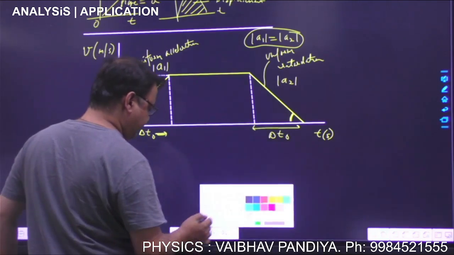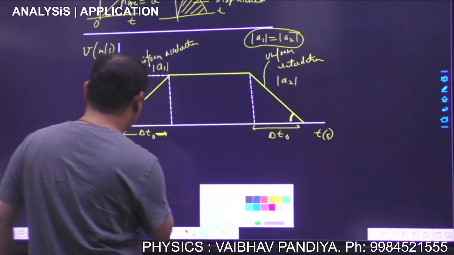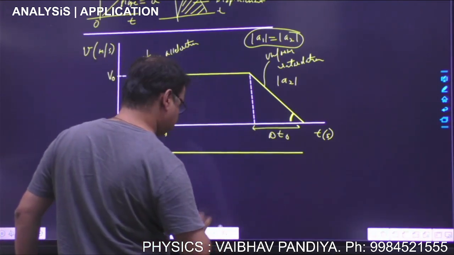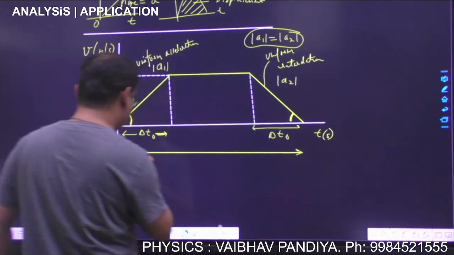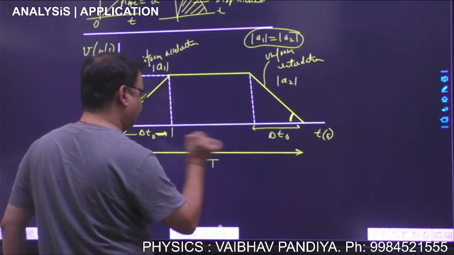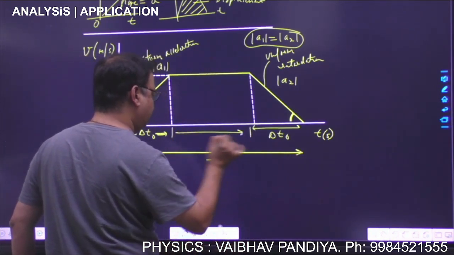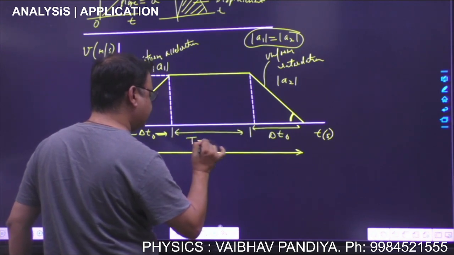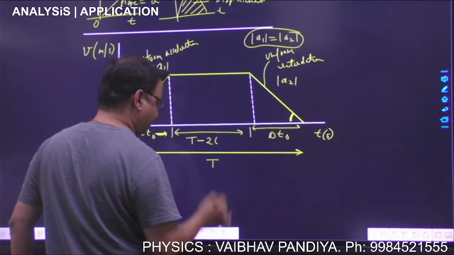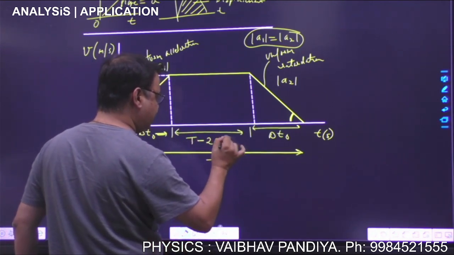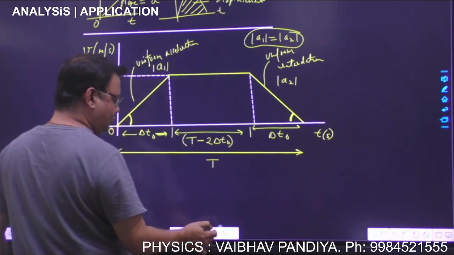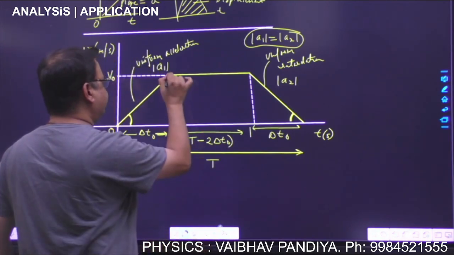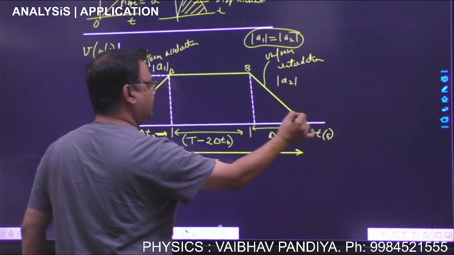Okay, and you are given the total time interval. Say the total time is T. So the interval for the constant velocity would be T minus twice of delta T naught, correct? This is the time interval for which the car would be moving with constant velocity. Okay, so this is A, B, C.